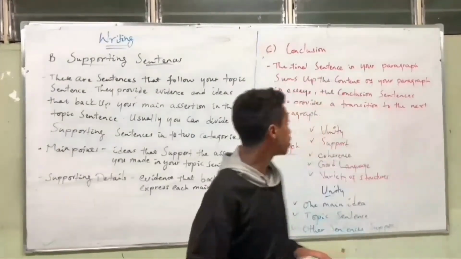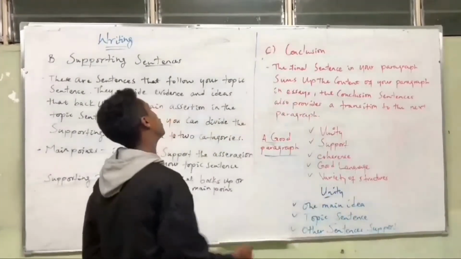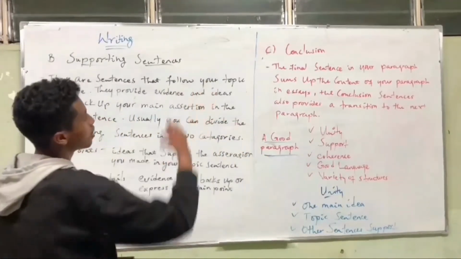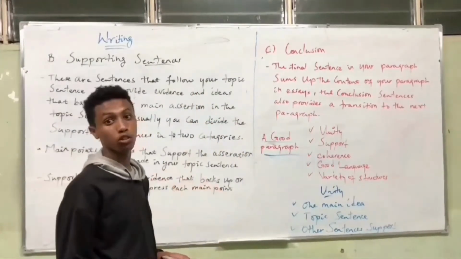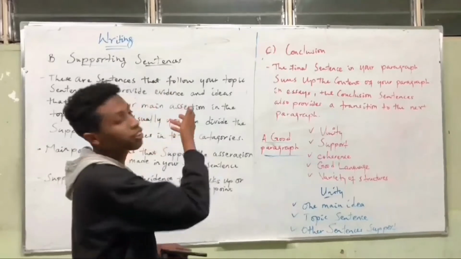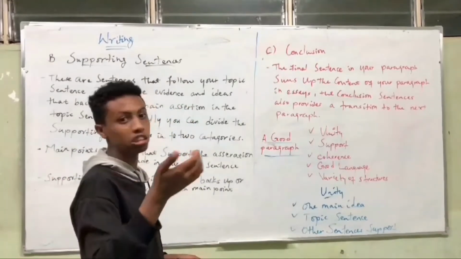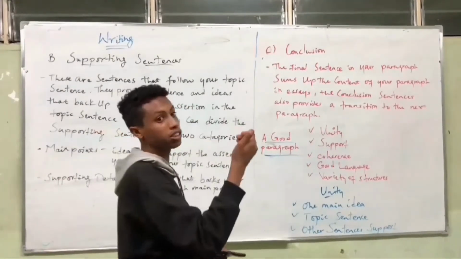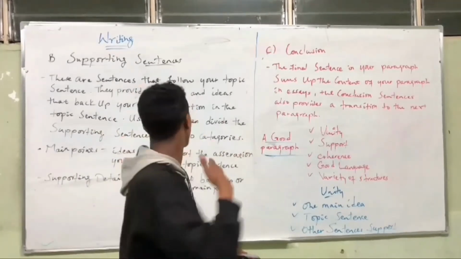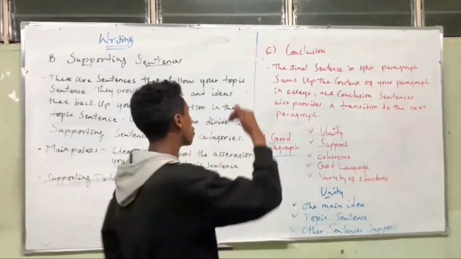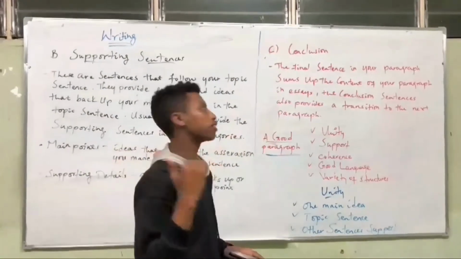When we proceed to the second part of the paragraph, it's the conclusion. It's the final part of the paragraph, and the first part, as I mentioned before, is going to be the topic sentence. It starts the paragraph. Then there are supporting sentences, and the conclusion is the ending part of the paragraph.